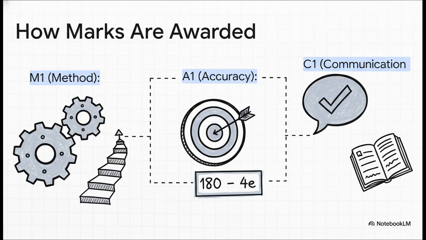Okay, to get that M1 method mark, all you had to do was show a correct first step. For example, just stating that angle ACD equals 3E because of alternate angles would get you that mark. For the A1 accuracy mark, well, you needed the correct final answer, 180 minus 4E. And finally, for that crucial C1 communication mark, you had to write down the geometric reason, like alternate angles are equal or co-interior angles add up to 180 degrees. You need all three for the full marks.